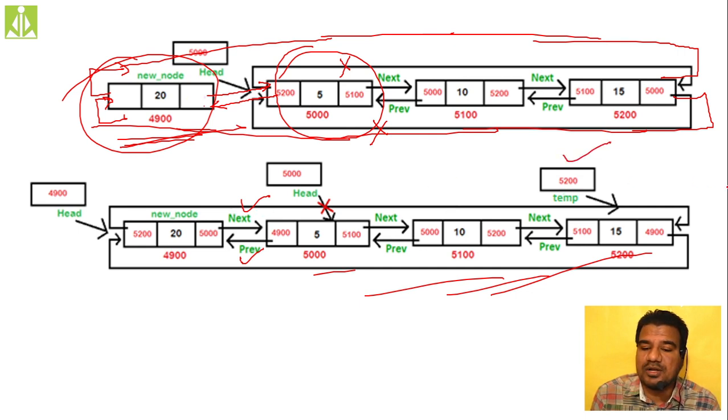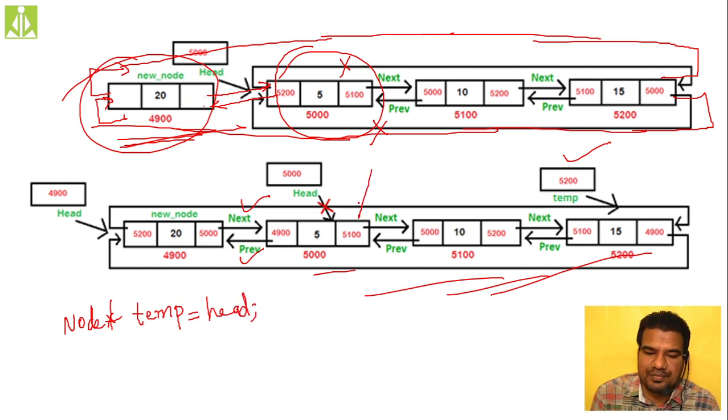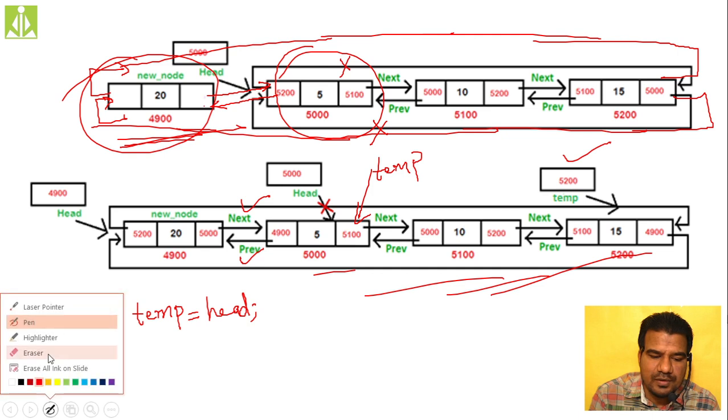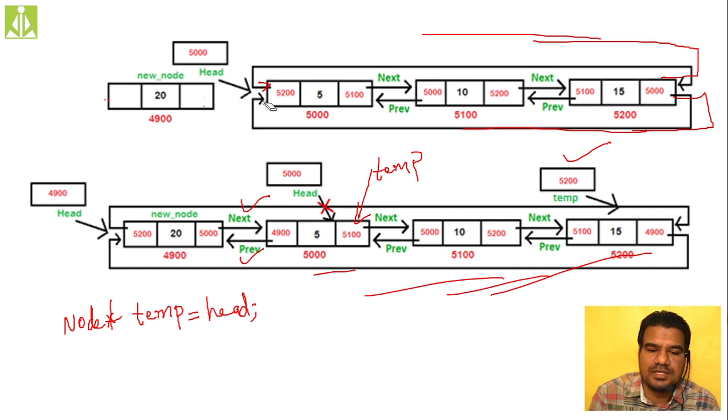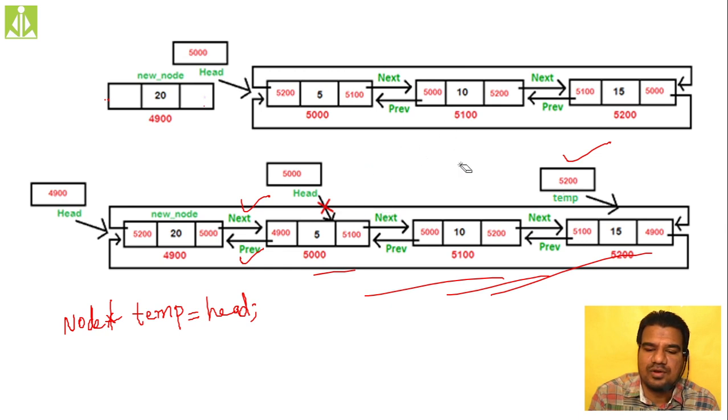Taking a temporary pointer to the last node is very easy. First you write Node* temp = head. So my temp pointer will come over here. This is before the editing, so I will remove these and show you. Take the eraser and remove all these things, they are not required.